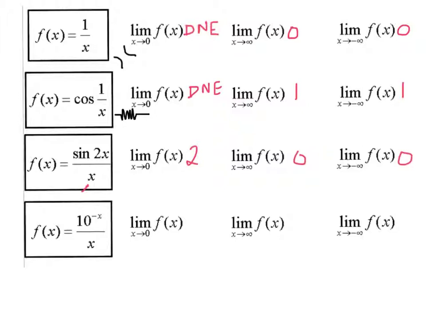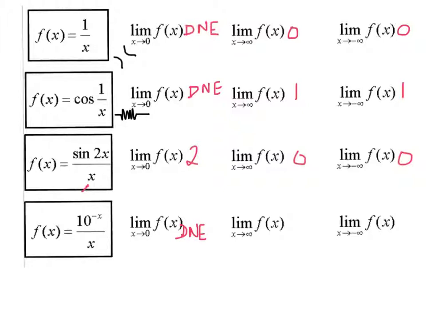For this last one, I would urge you to graph it, because what you're going to see is an asymptote at 0, so the limit does not exist. You could look at that algebraically, but I think graphically is the best way to do it.